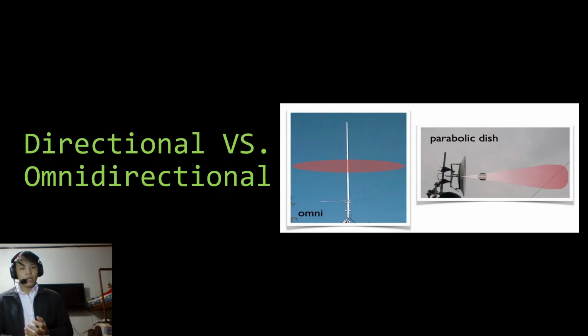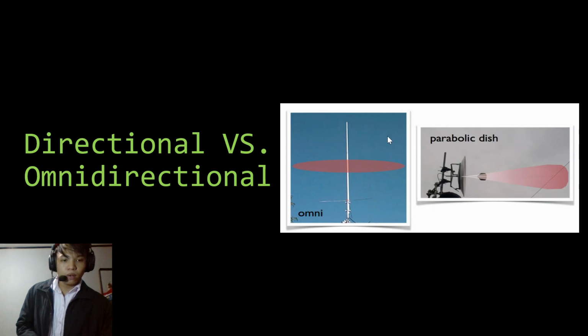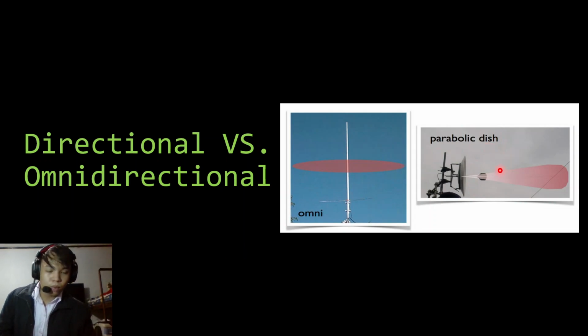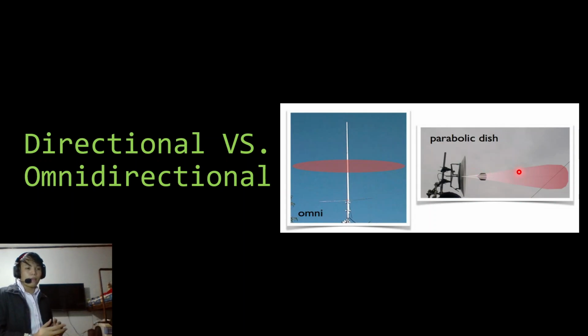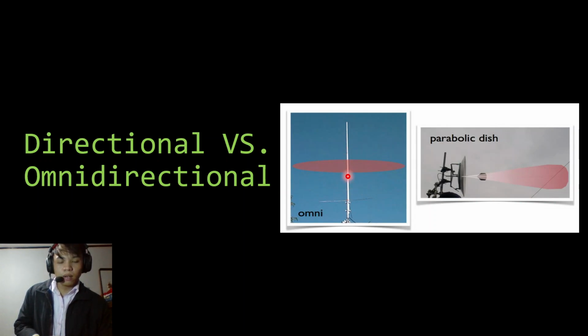So ito po yung itsura ng omnidirectional antenna. While sa directional antenna naman, ito po, best example yung parabolic dish. As we can see here, isang direction lang yung mabibigyan niya ng signal. Yung omnidirectional, 360 degrees mabibigyan ng signal.